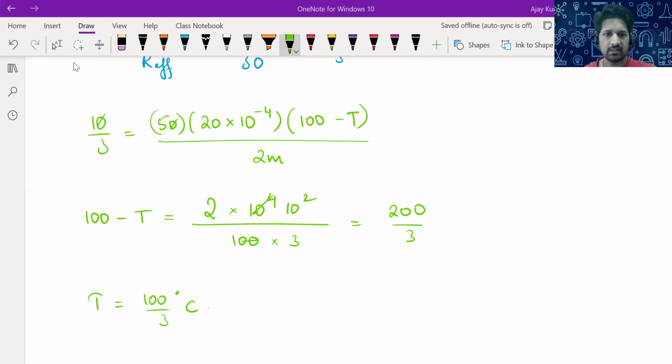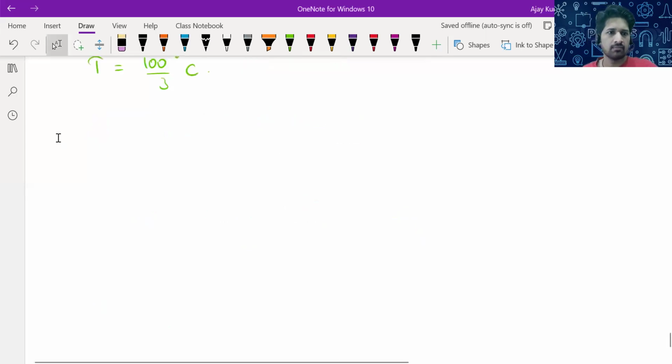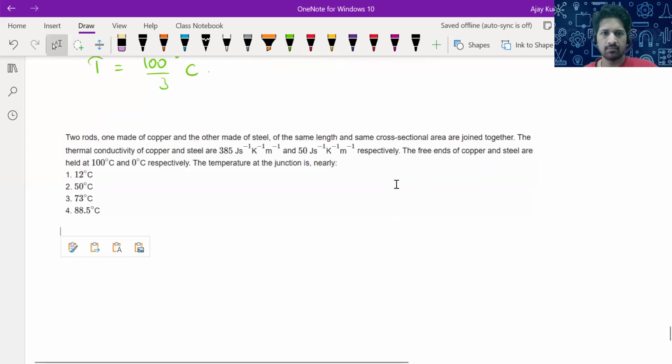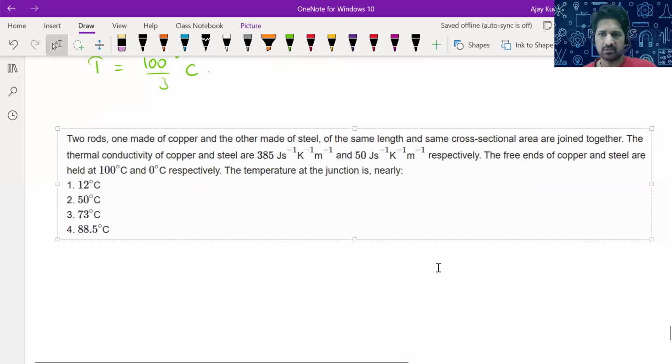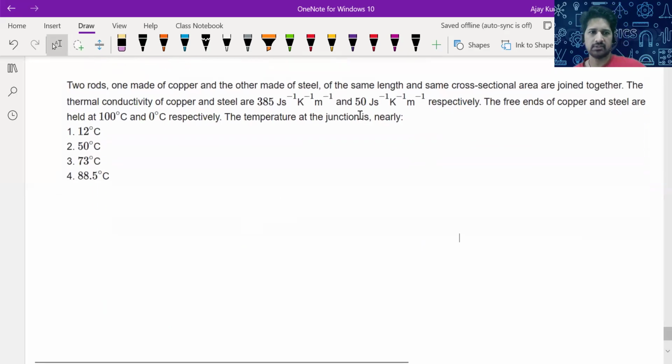Okay, next try this question. This is also based on junction temperature. Read the question carefully and solve.